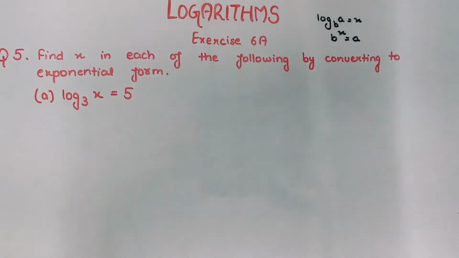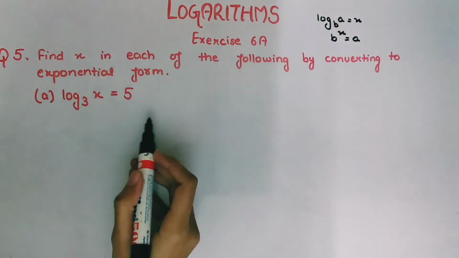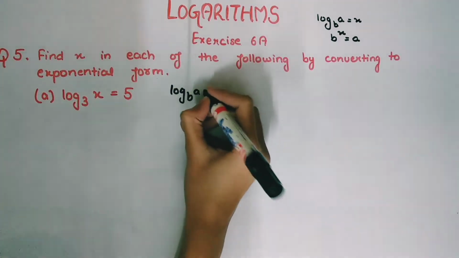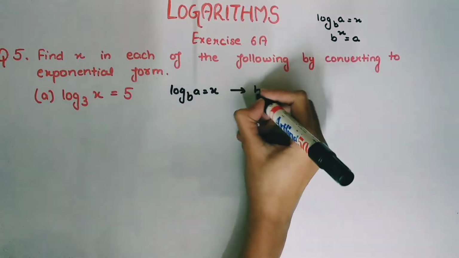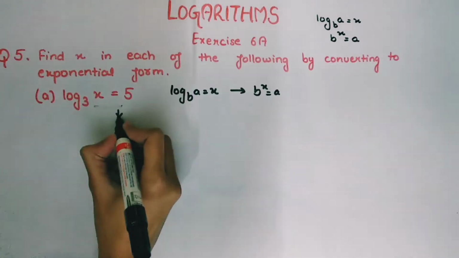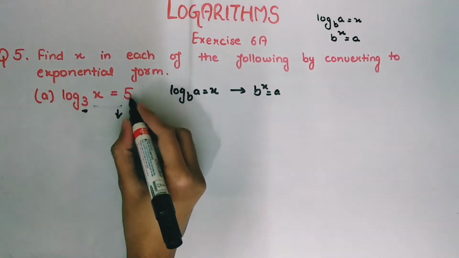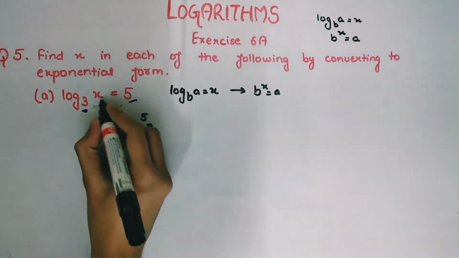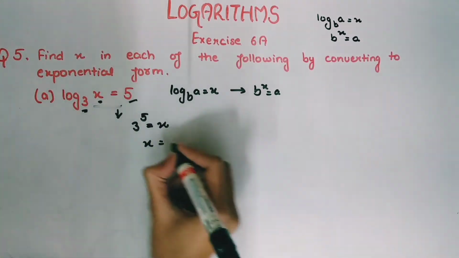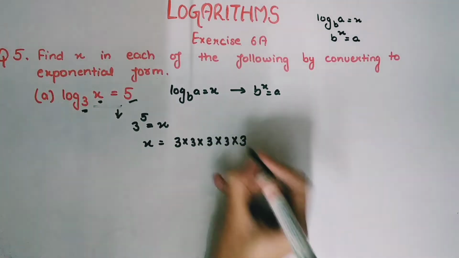Okay, so the fifth question is, find x in each of the following by converting to the exponential form. Now the logarithm form is given, and we have to convert it into the exponential form. So b, that is base 3, raised to power x, that is 5, is equal to a, that is x. 3 raised to power 5 is x, means x is equal to 3 multiplied by 3 multiplied by 3, 3 is multiplied 5 times.